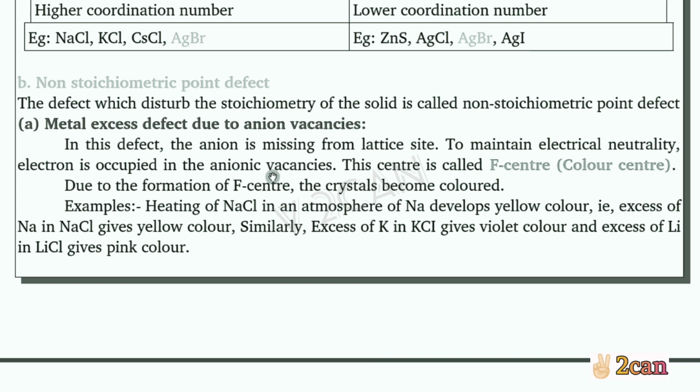This center is called F center or color center. Due to the formation of F center, the crystals become colored. For example, heating of NaCl in an atmosphere of Na develops yellow color, i.e., excess of Na in NaCl gives yellow color. Similarly, excess of K in KCl gives violet color, excess of Li in LiCl gives pink color.